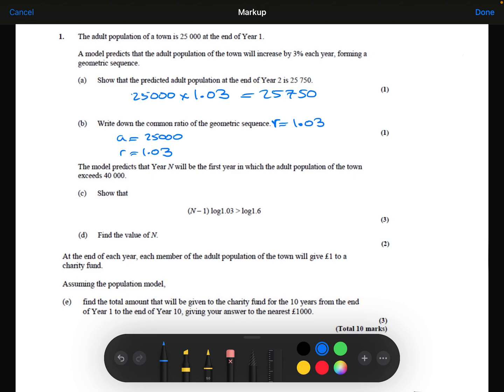Now remember, the general nth term formula for a geometric series is ar to the n minus 1. So in this case, it's going to be 25,000 times 1.03 to the power n minus 1. And we want to know, when is that going to be greater than 40,000? So first thing I'm going to do, I'm going to divide both sides by 25,000. So 40,000 divided by 25,000 is going to give me 1.6.